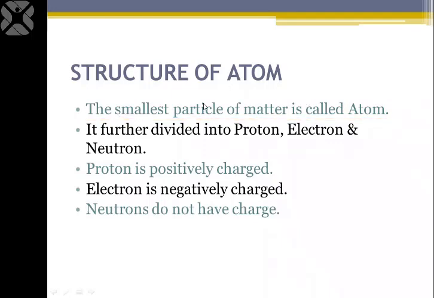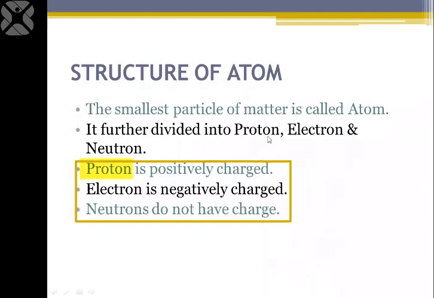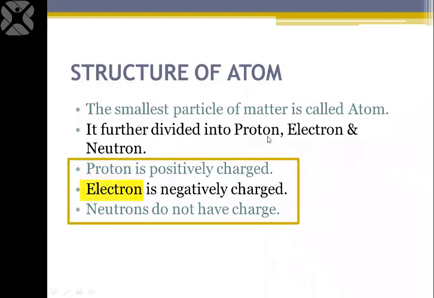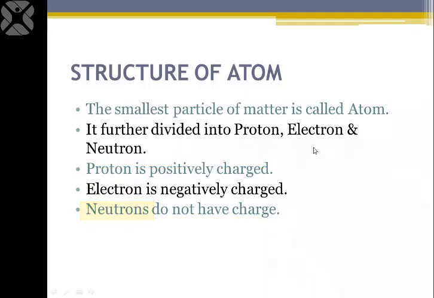An atom has three main parts known as proton, which is positively charged, electron, which is negatively charged, and neutrons, which do not have any charge at all.